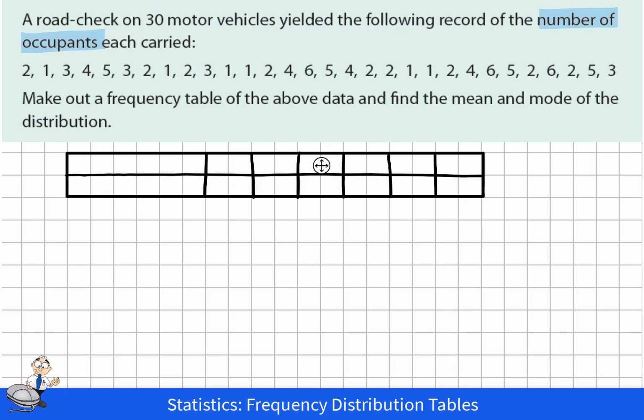We see that there's 6 different options for numbers of occupants. So the number of occupants and the number of vehicles. So how many occupants had one person in it? So we count the number of ones and we see there was 6. How many had 2? So we count up how many had 2. 9 had 2.